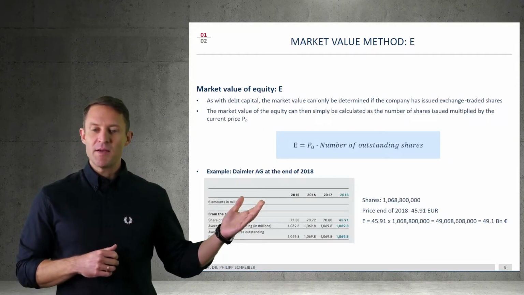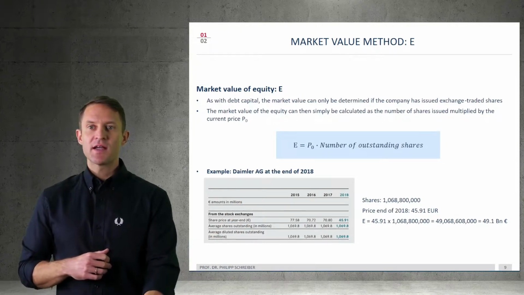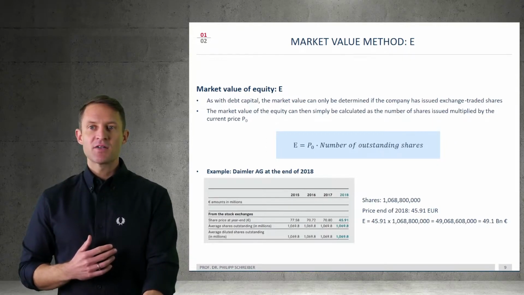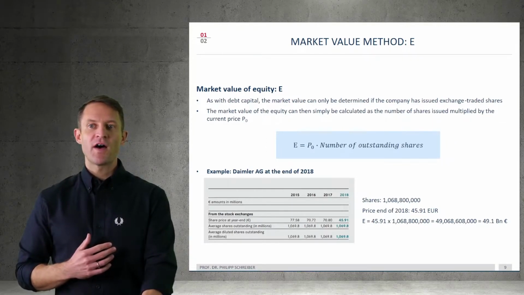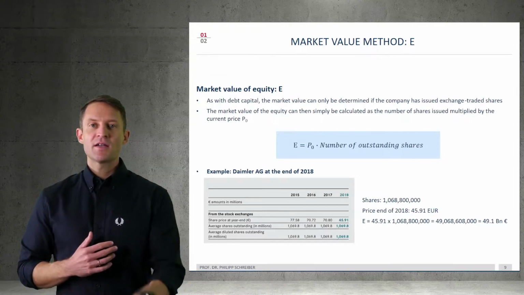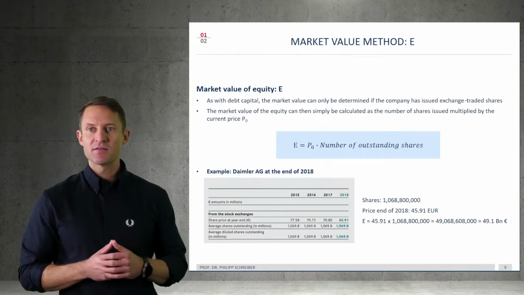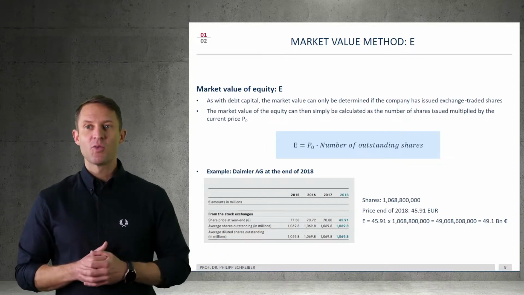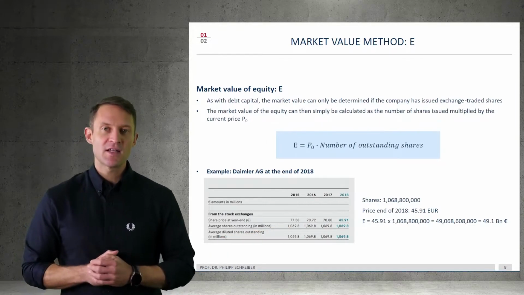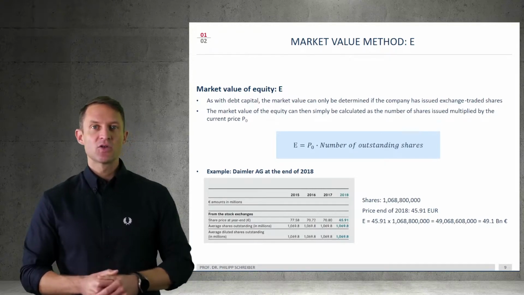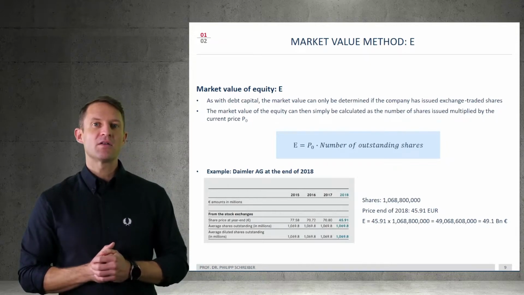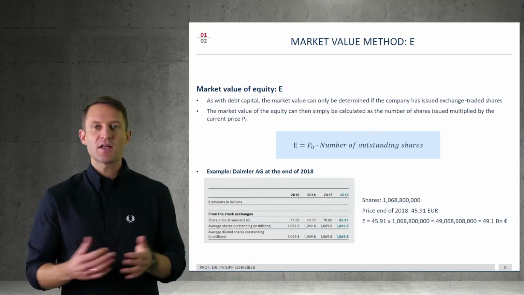Here, example Daimler. I have the share price at the end of the year 2018. This is when I created this example. And you can see the share price was 45.91. And the number of outstanding shares, you can see it here, was about 1 billion. So 1,068,800,000 shares. So the total value of equity was 49.1 billion if you multiply these two numbers. That's how you would do it.